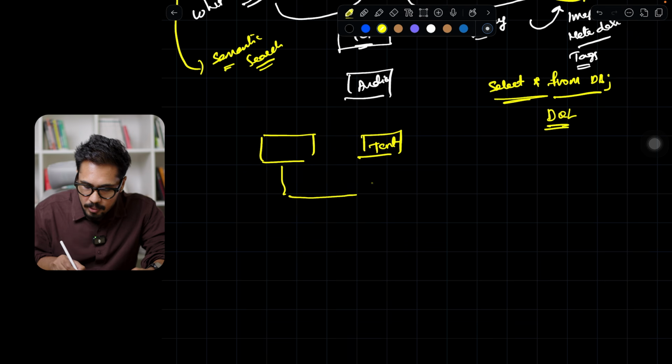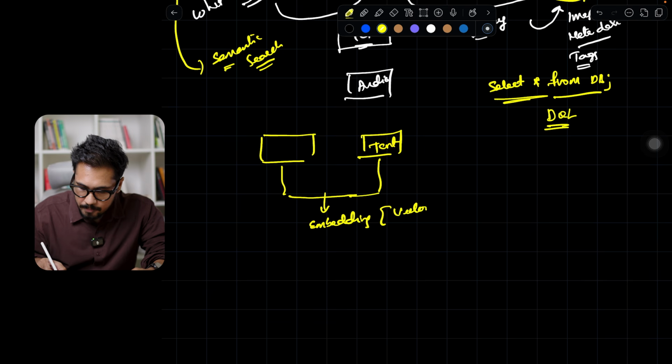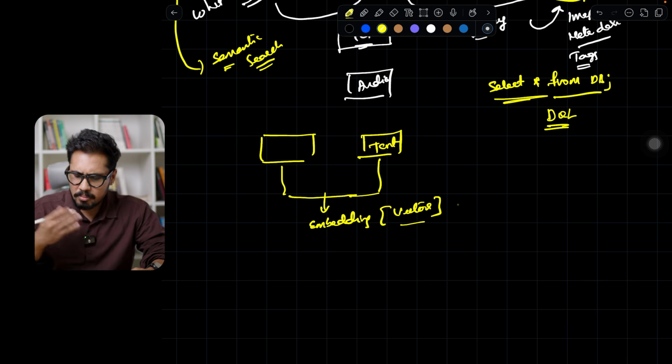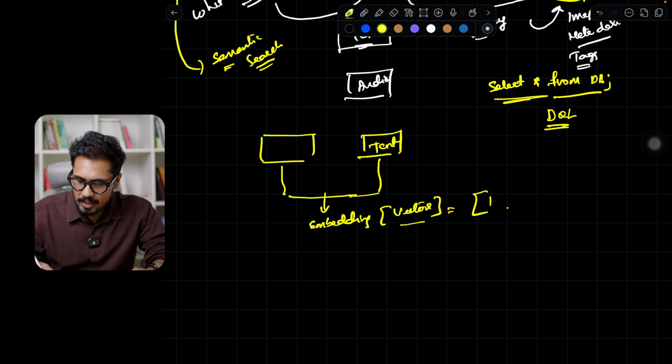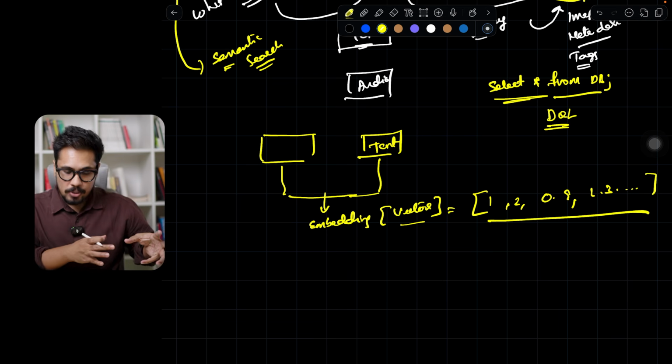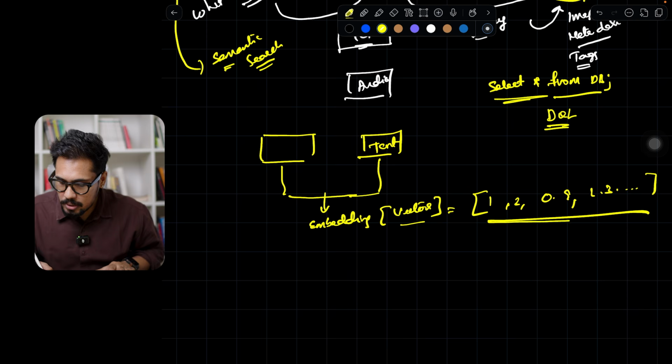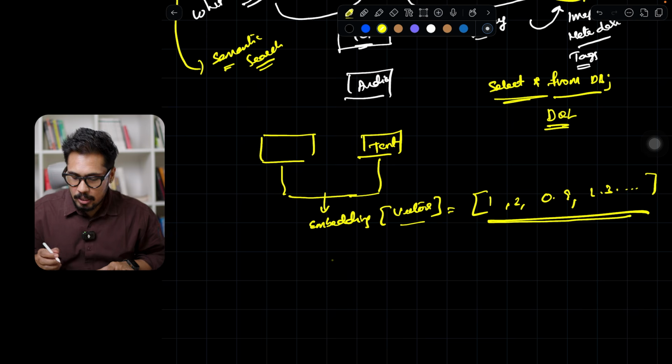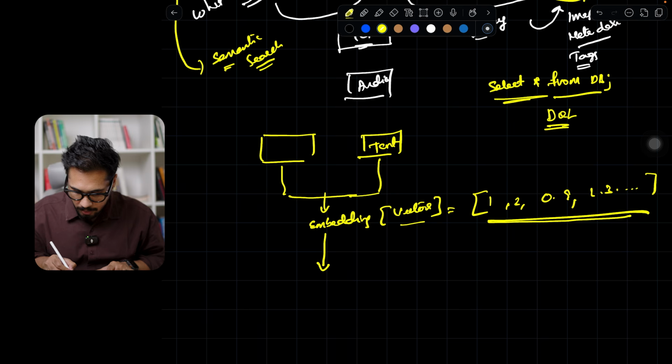Now we are able to convert this image or this text file into embeddings, or we can call them vectors. What exactly is a vector? A matrix. For example, 1, 2, 0.9, 2.3, and so on, some numbers. So we are converting these images or text or audio into this kind of vector representations. Now you are trying to store these vector embeddings in a vector database.